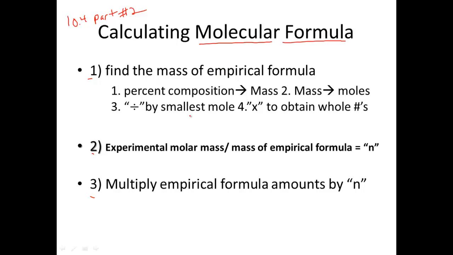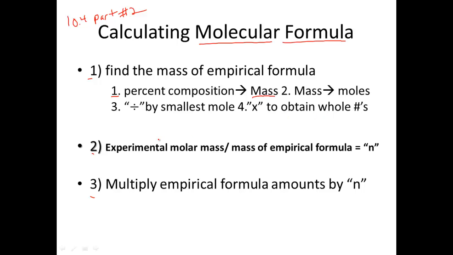So from our last section, we did 4 steps. 1, find the percent composition to change to mass, just going by assuming there's 100 grams. 2, go from mass to moles. 3, divide by the smallest mole number. And 4, obtain the whole numbers.